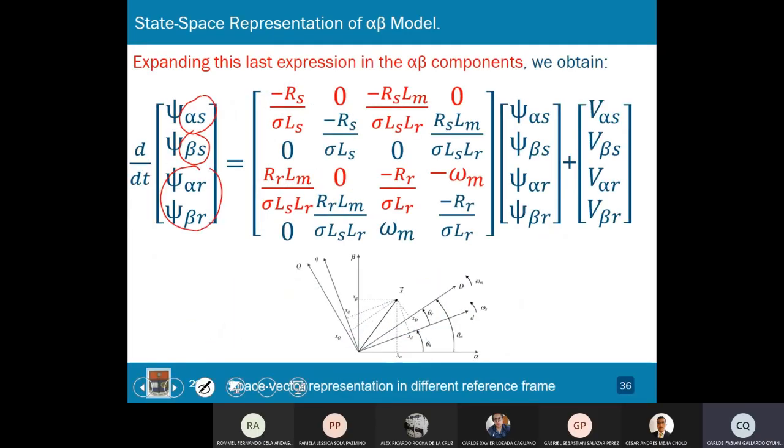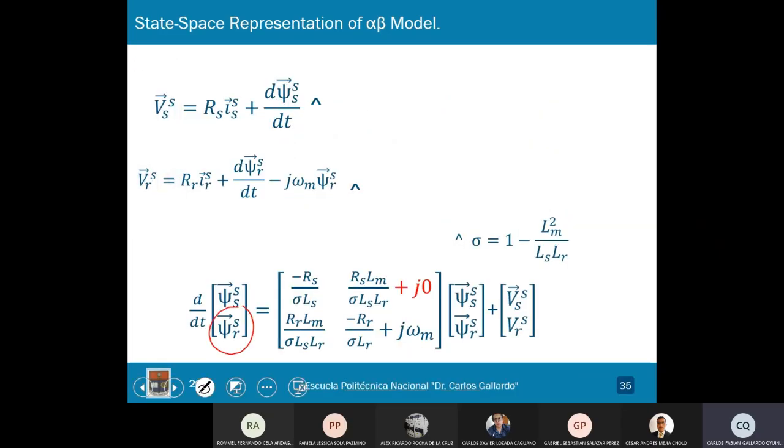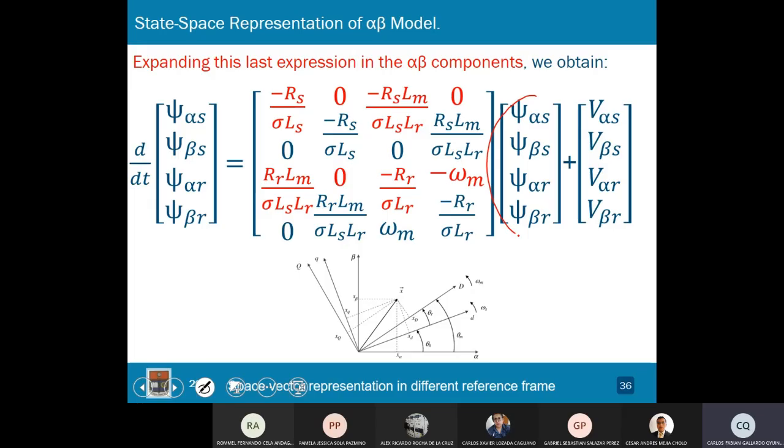So finally, this is the matrix A. Expanding the last expression in the alpha beta components, we obtain the state space representation of the alpha beta model. The same for the voltage and for the fluxes, right? So splitting up in two components, I will get this.